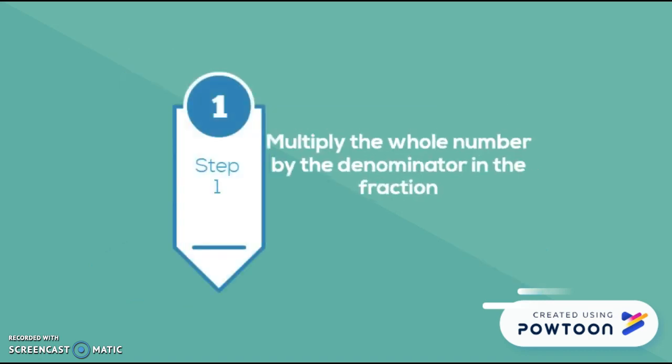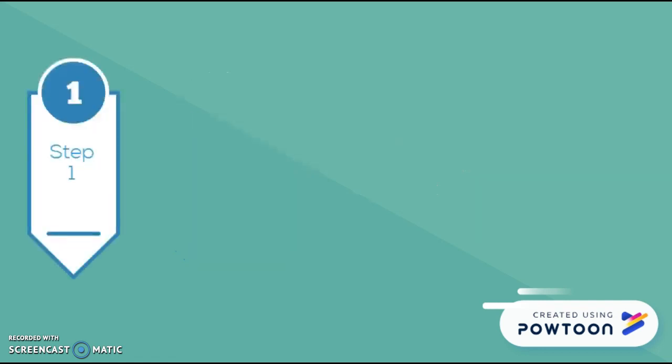So step 1, multiply the whole number by the denominator in the fraction. So what we're going to do here is locate our whole number, which is 4, and we're going to multiply by our denominator, which is 9. So 4 times 9 equals 36.